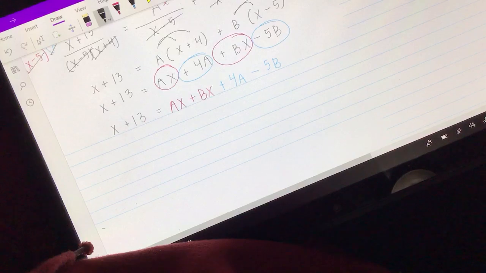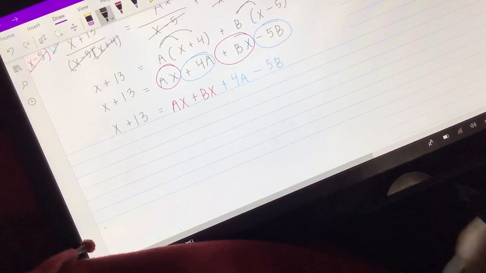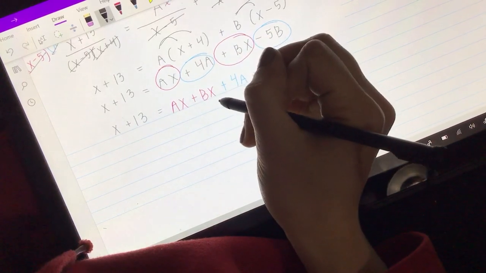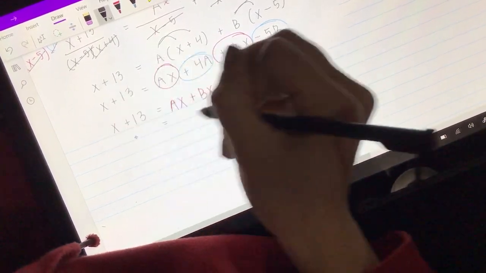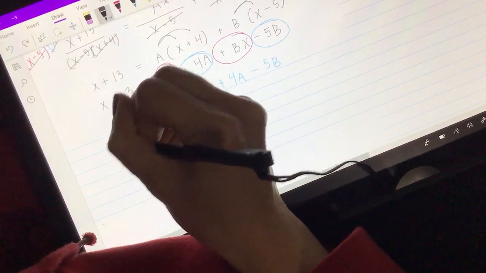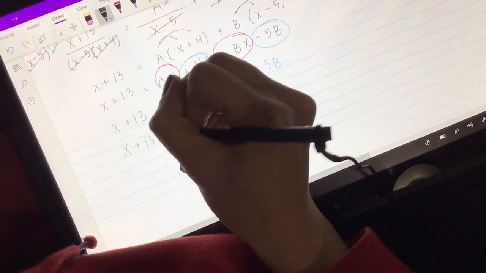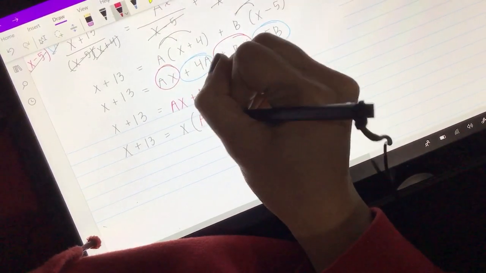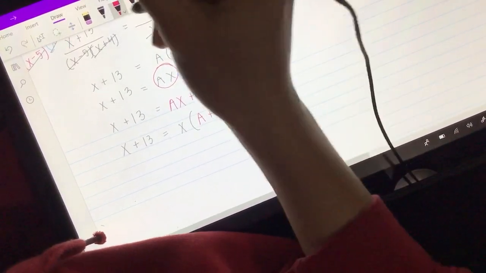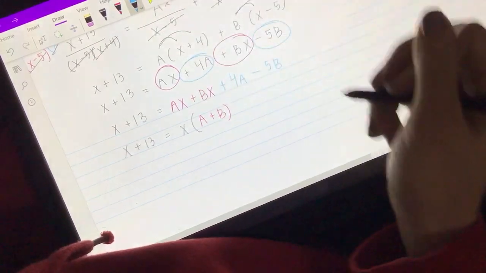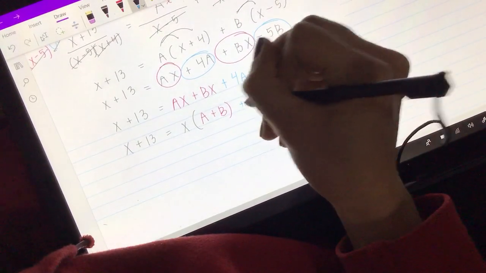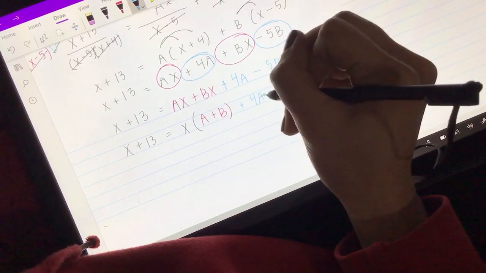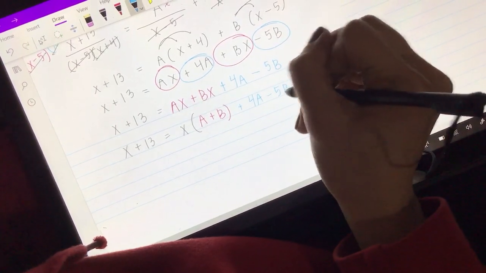Okay, the reason for grouping this is so that we can take in our first group and factor out an x. So that's what I'm going to do. I'm going to leave the left side the same, take x out of the first group. So I'm left with a plus b. In my second group, there's no common factor, so I'll just leave it 4a minus 5b.